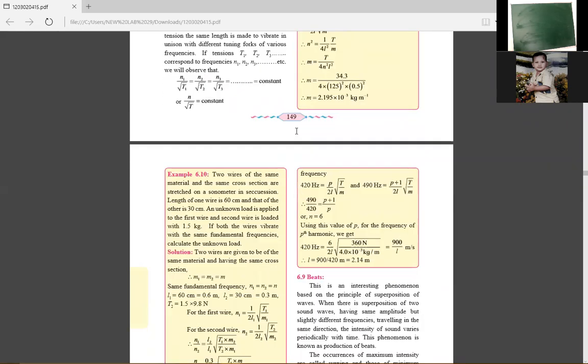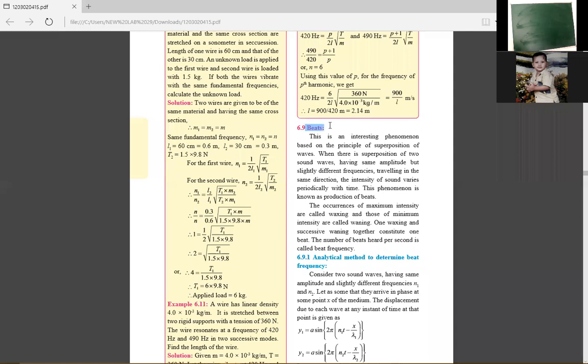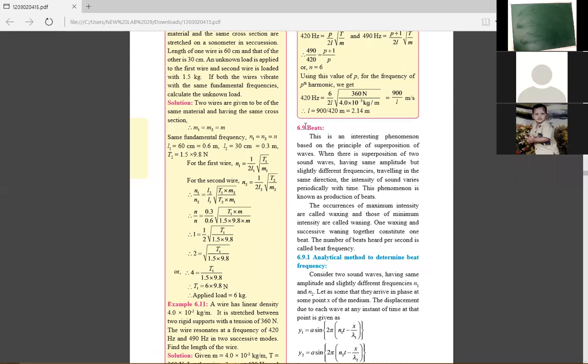Now, moving on to the next topic, that is beats. अभी तक हमने पढ़ा स्टेशनरी वेव, करेक्ट? Then we saw how we can obtain a stationary wave by using string and by using pipe, which is closed end, open end, or closed at both ends. Now, let's see what is meant by beats. So suppose we have two waves.